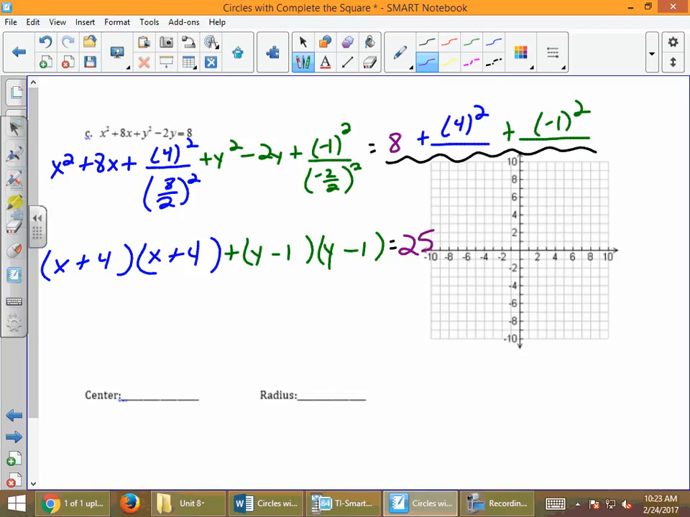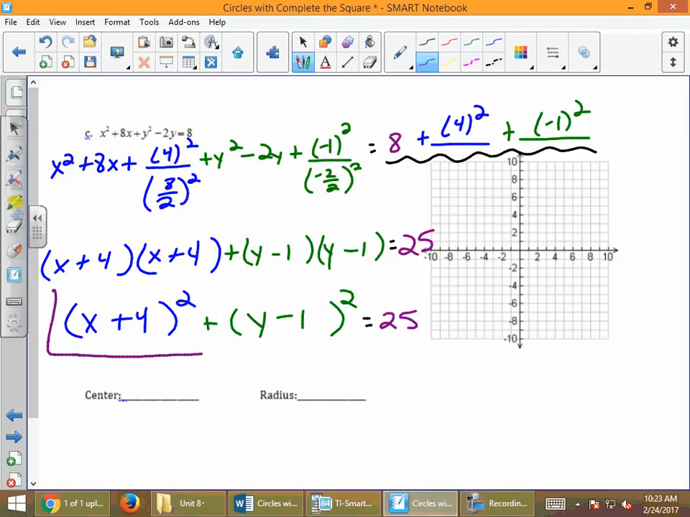Okay. Very last step, we're not quite done yet. We have to condense. How are we going to condense x plus 4 and x plus 4? We're going to rewrite it as x plus 4 squared. And then how are we going to condense our y? y minus 1 squared. And it's still going to equal 25. That doesn't change. So now we have the equation of our circle.